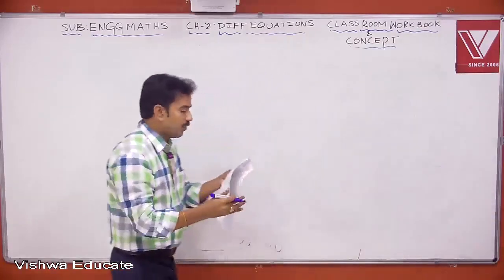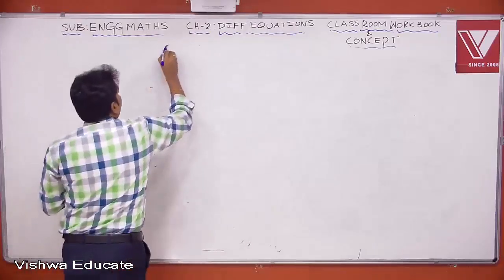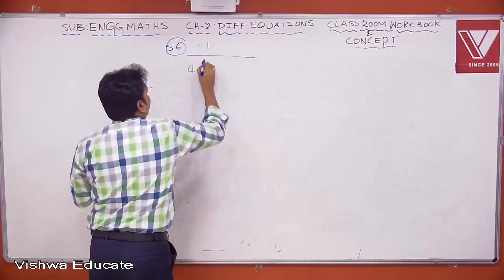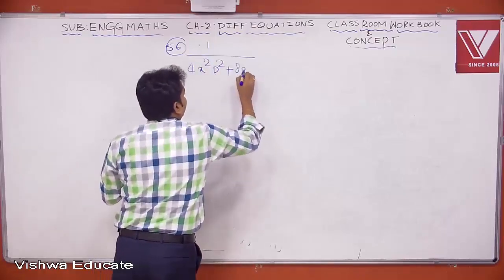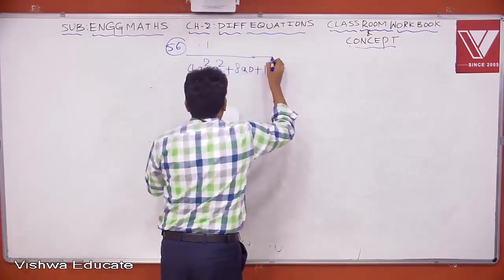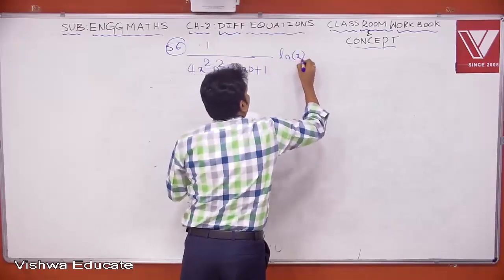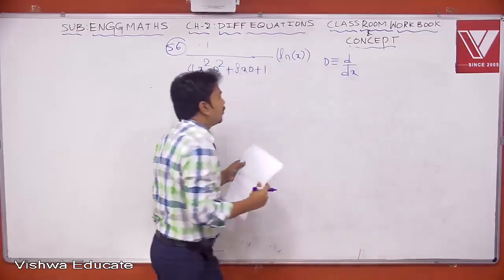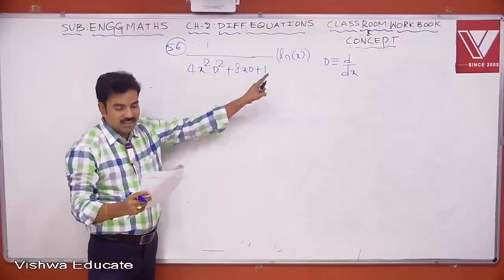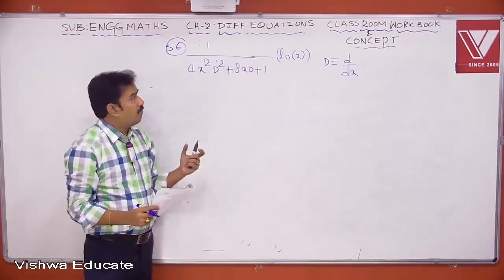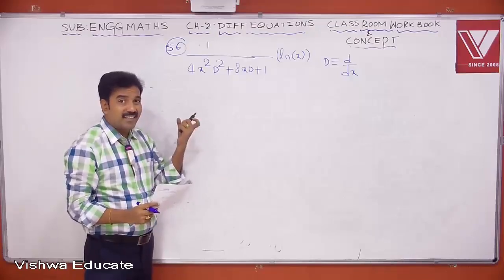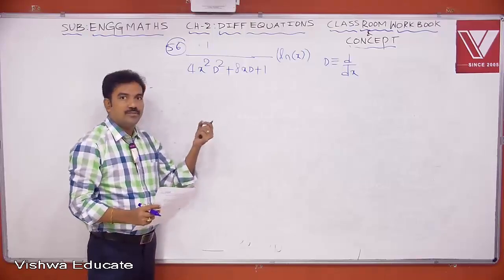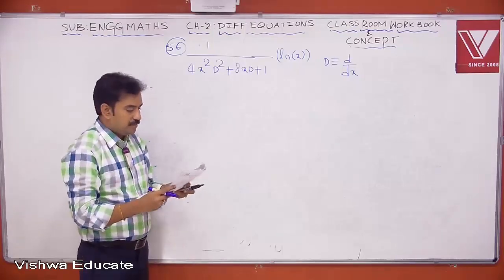Now let us discuss question number 56. It is (1/(4x²D² + 8xD + 1)) of ln x, where D equals d/dx. So we need to find the particular integral of Cauchy's equation, same as the previous model, but we don't have any clarity in this case, which case we need to apply, unless we go for some further steps, then we get some clarification. Let us see.